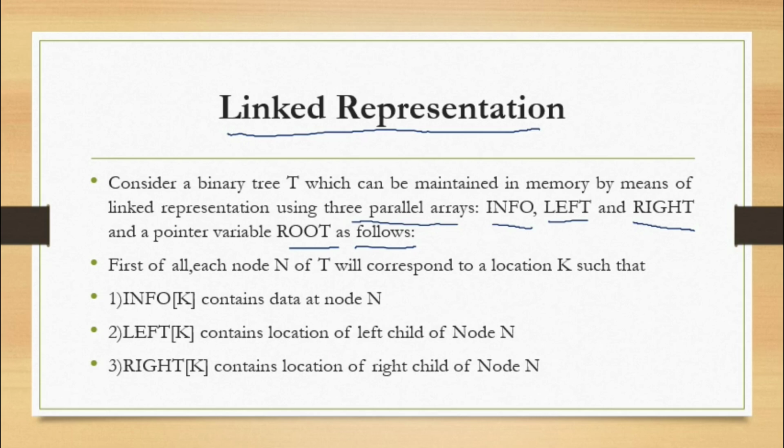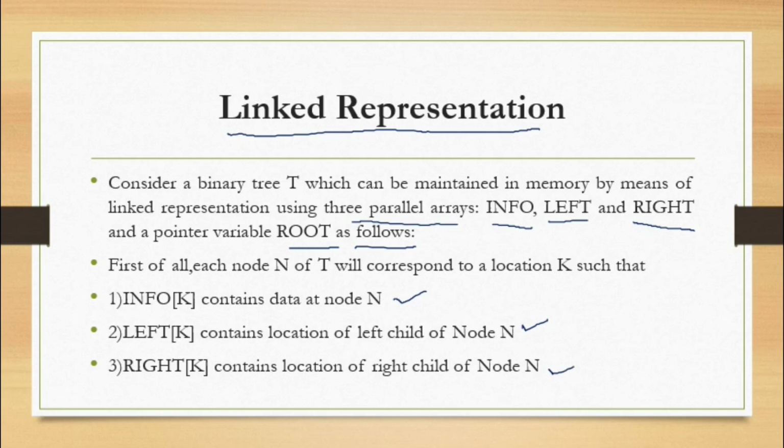In the next slide, when we see the diagram of the linked representation, you will understand it better. First of all, each node n of T will correspond to a location k, such that info of k contains the data at node n, left of k contains the location of the left child of node n, and right of k contains the location of the right child of node n.